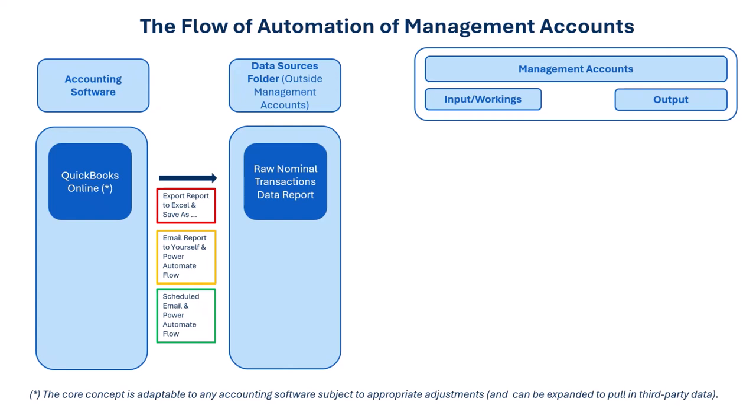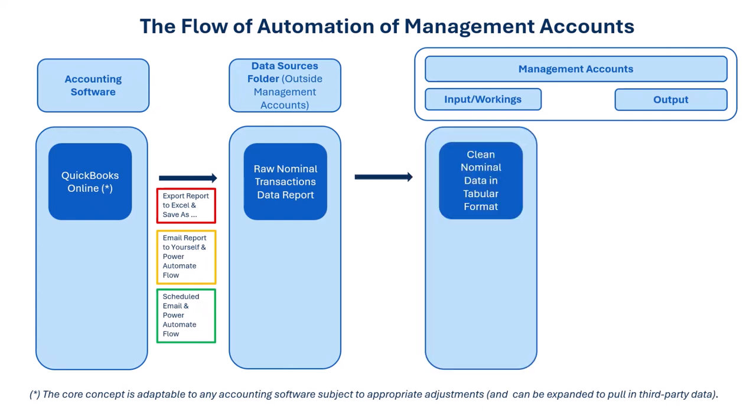Now we take this raw report and bring a clean tabular version of it into our management accounts. And this is done via just one-time transformation in Power Query. So yes, it takes a bit of effort up front, but you only do it once, and after that the data updates automatically every time you change the source file, every time you make changes in the accounting software.